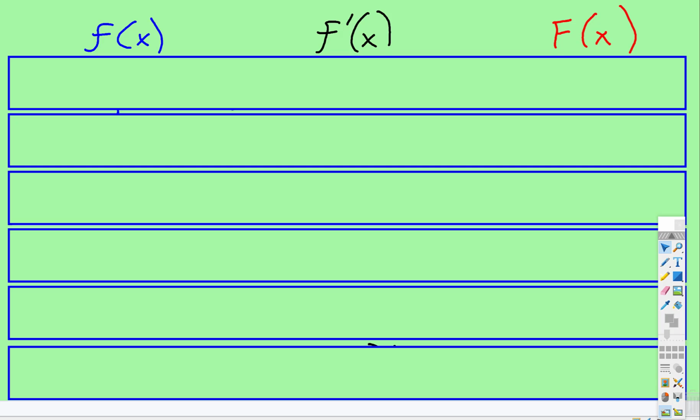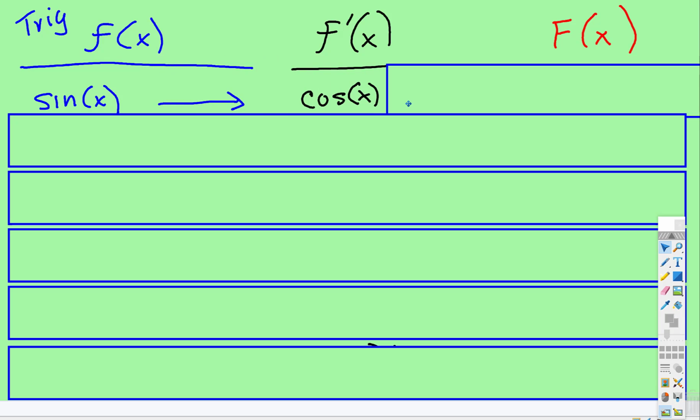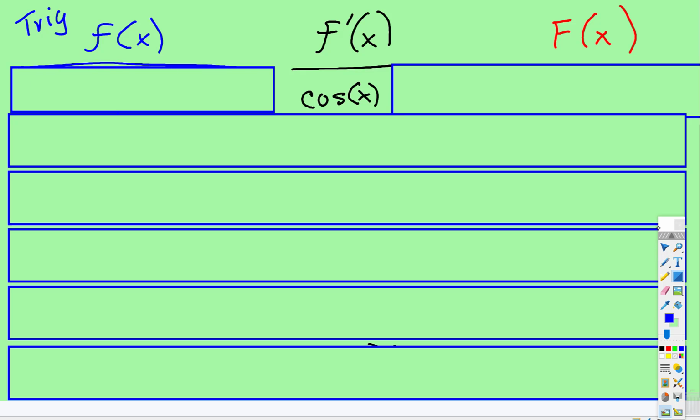Okay, this is going to be an intro video to finding the antiderivatives of trig functions. So let's revisit the original trig functions and their derivatives. If we have sine of x, remember sine's derivative? Sine's derivative is cosine x.